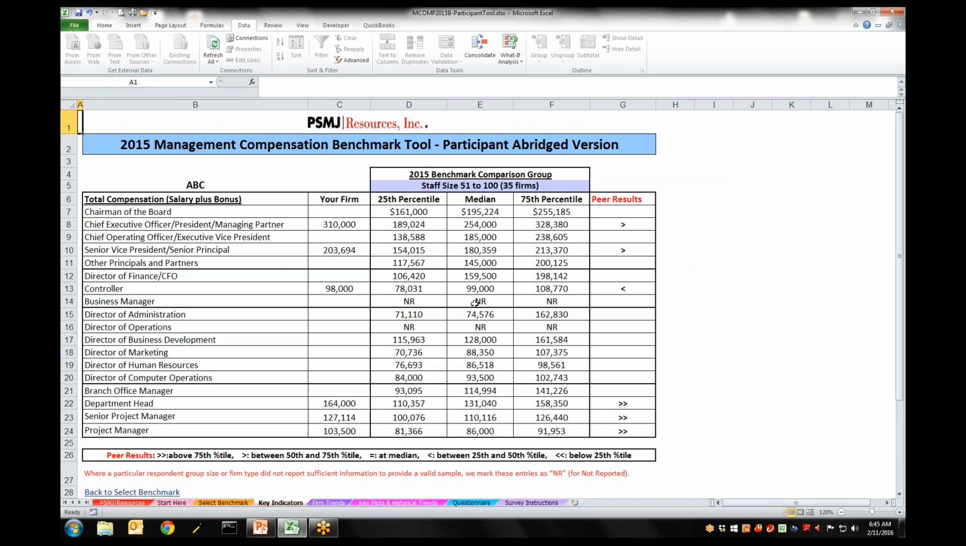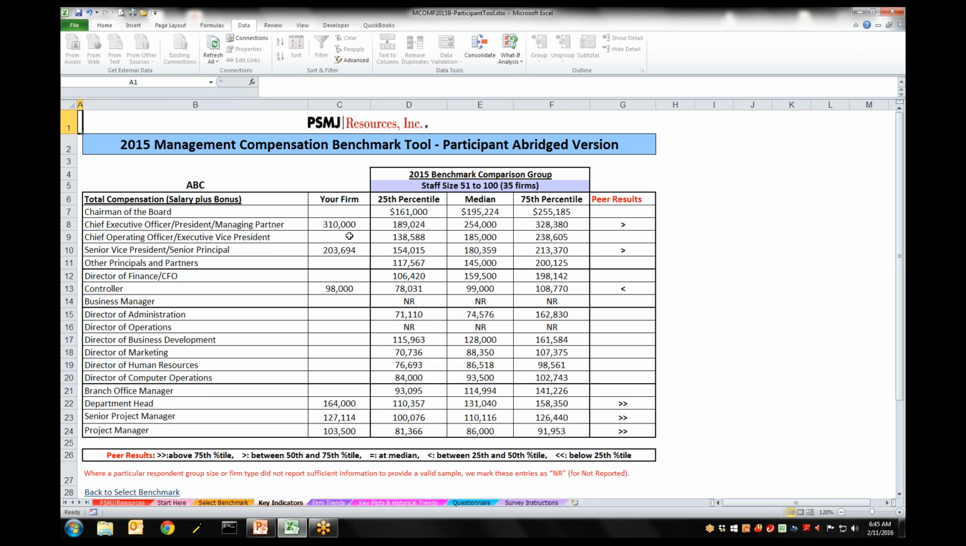Click over to Key Indicators. You can see here in this column is your firm's data. So if you complete the questionnaire, we'll actually cut your questionnaire back into your specific benchmarking tool, and we ask you in the questionnaire who we should send this back to so that it goes back to the right person in your company. We share data based on total compensation. If you recall, the peer group I selected was staff size 51 to 100.